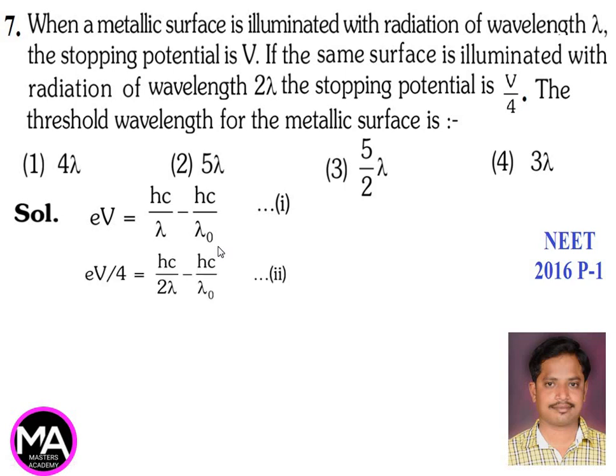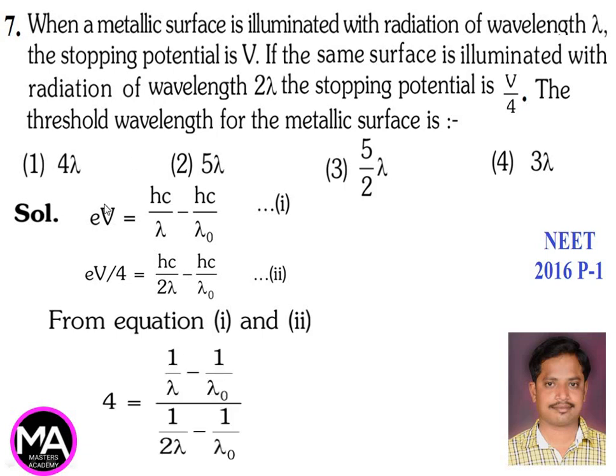In the second case, if the same surface is illuminated with radiation of wavelength 2 lambda, the stopping potential is V by 4. Therefore, E into V by 4 is equal to hc by 2 lambda minus hc by lambda naught. Now, from equations 1 and 2, you divide these two equations, you will get EV divided by EV by 4, which is nothing but 4. It comes to numerator, is equal to hc by lambda minus hc by lambda naught divided by hc by 2 lambda minus hc by lambda naught. hc is common, you can take and cancel. So 1 by lambda minus 1 by lambda naught divided by 1 by 2 lambda minus 1 by lambda naught.